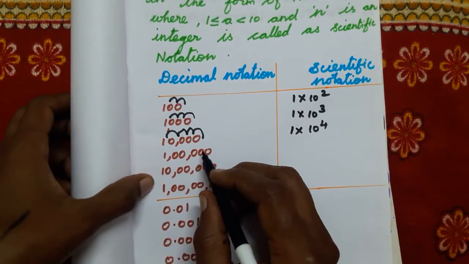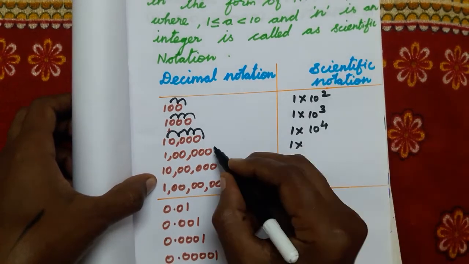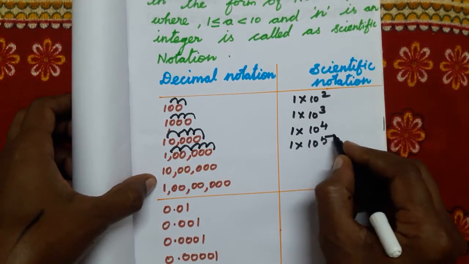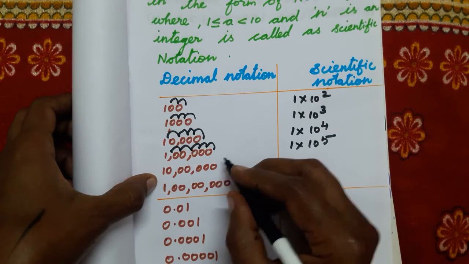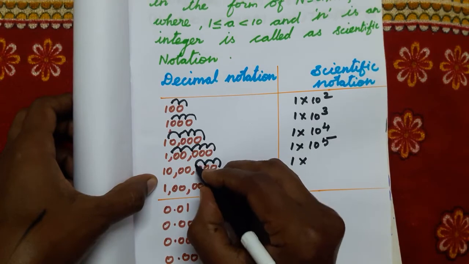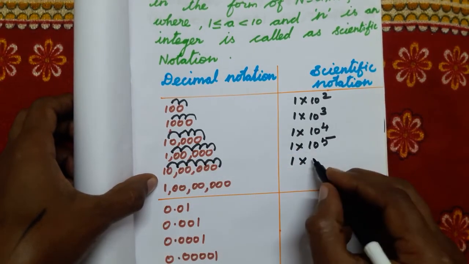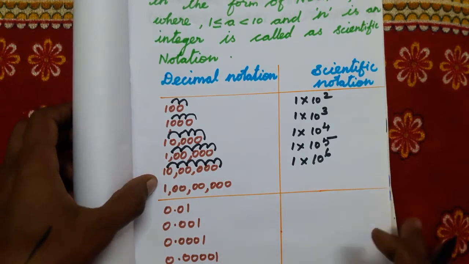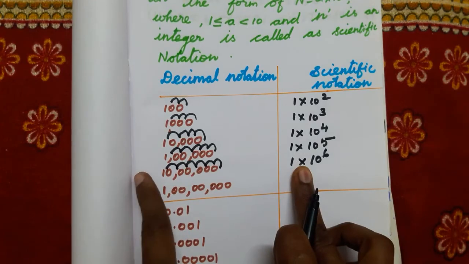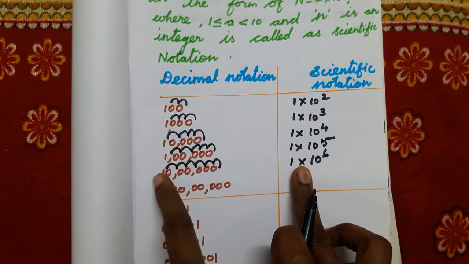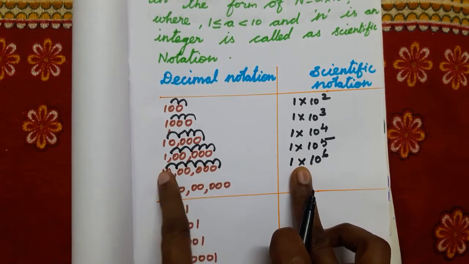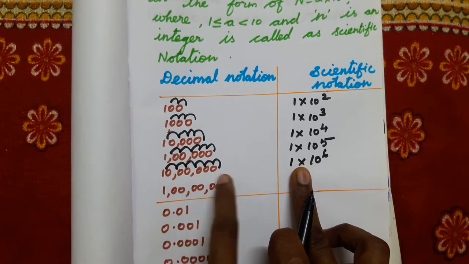Okay. Next, 1 lakh. How can we write it? 1 into 1, 2, 3, 4, 5, 10 power 5. Next, 10 lakh. How can we write it? 1 into 1, 2, 3, 4, 5, 6, 10 power 6. Here 1 into 10 power 6 means we have to move the decimal point. How many 0s do we have to write? 6 0s, 1 after 6 0s. Okay, 1 0 0 0 0 0 0.